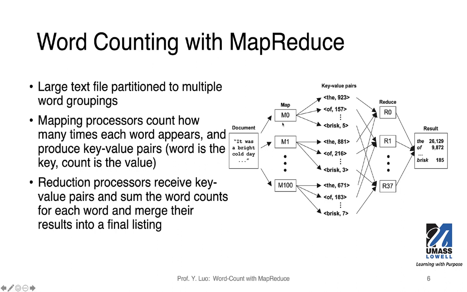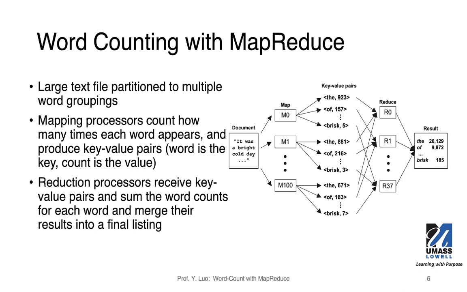So the mapping processors will produce a number of key value pairs, and depending on the keys that each processor saw, it will produce a different number of key value pairs among these different processors. And then the reduction processors will take these key value pairs, and in the scheduling of the MapReduce processors, we will schedule the same keys to the same reduction processor so that the locality can be leveraged.